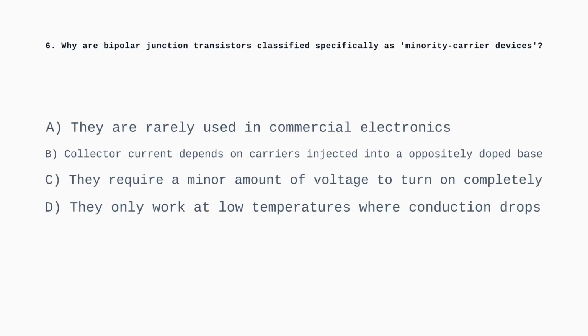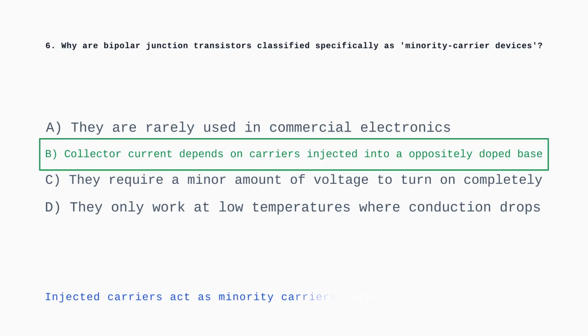Question 6. Why are bipolar junction transistors classified specifically as minority carrier devices? Most BJT current comes from carriers injected from the heavily doped emitter into the base, where they become minority carriers before diffusing to the collector.